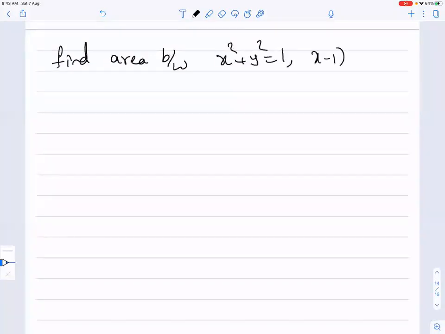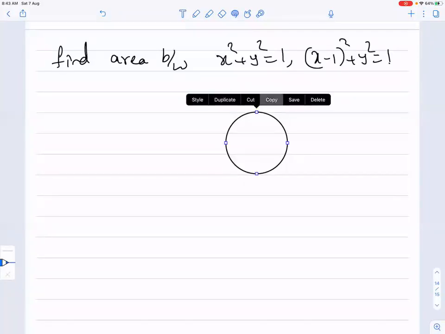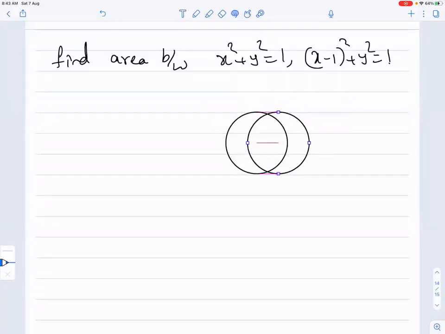Find the area between x square plus y square equal to 1 and x minus 1 whole square plus y square equal to 1. Now, in fact, this is kind of easy because the circles are equal. If circles are unequal, then the problem will start. Each one of them is passing through the other's center also.